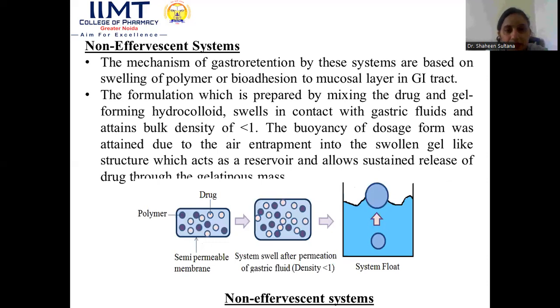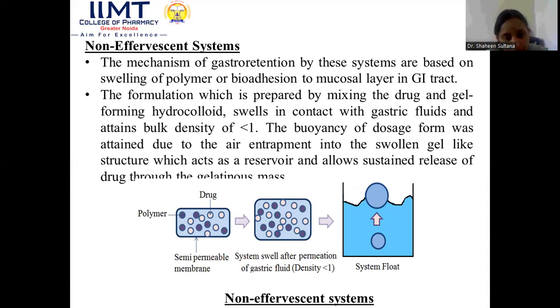Now the non-effervescent system. The mechanism here does not involve effervescent compounds. Here, some different mechanism is involved that causes the floating of a dosage form in the stomach content. The formulation is prepared by mixing the drug and a gel forming hydrocolloid. It swells in contact with the gastric fluid, and after swelling, it attains a bulk density of less than 1. When the bulk density is less than 1, the system remains floating in the GIT or in the fluid of the stomach content, and allows the sustained release of the drug through the gelatinous mass.